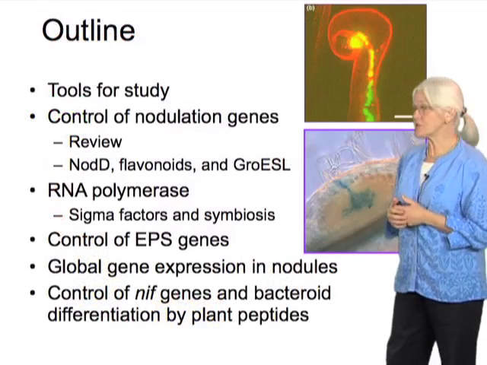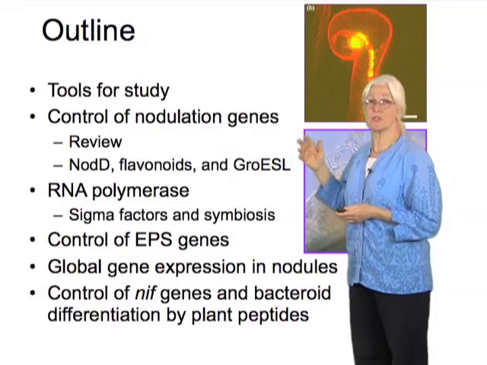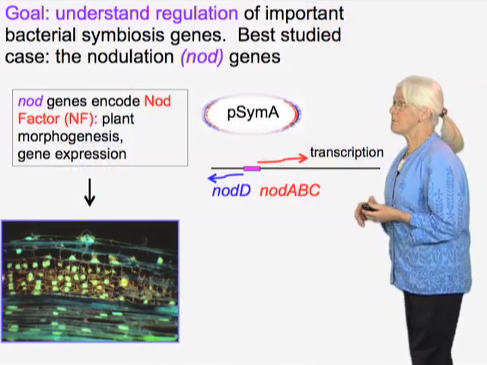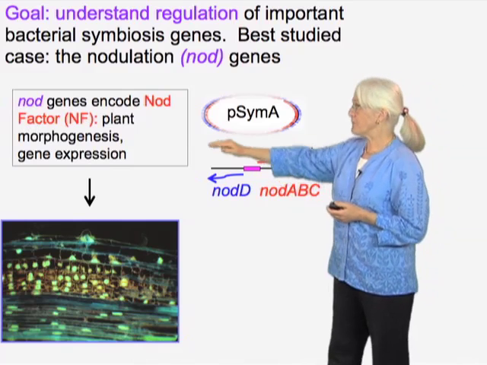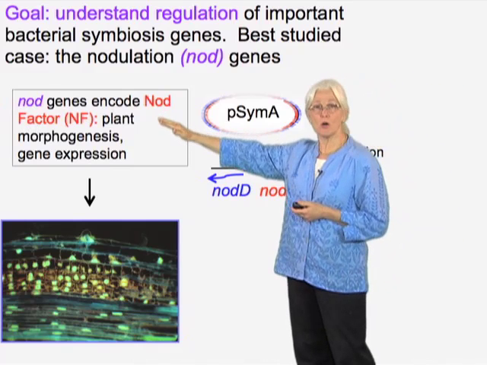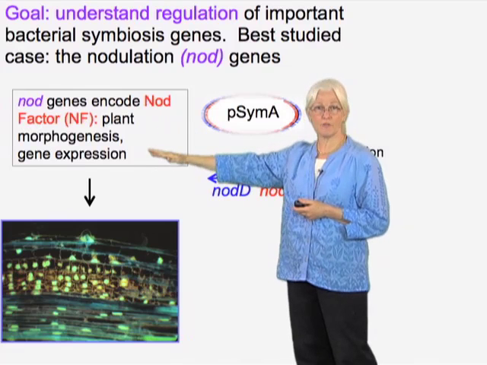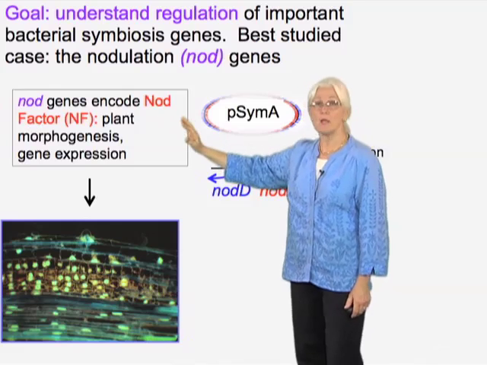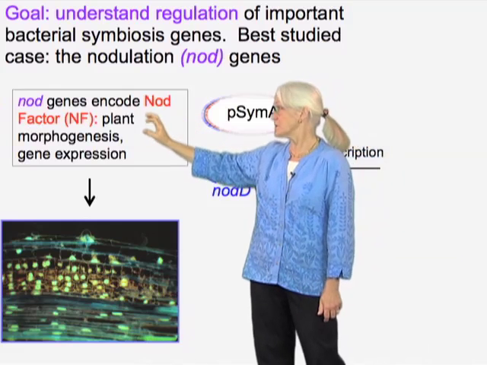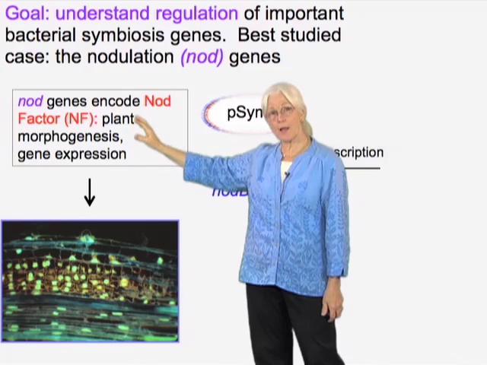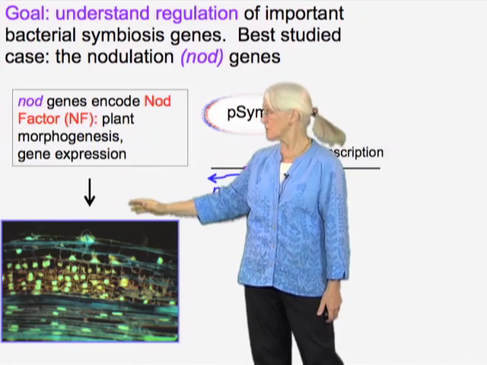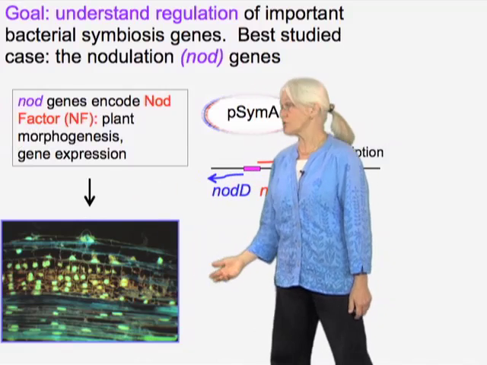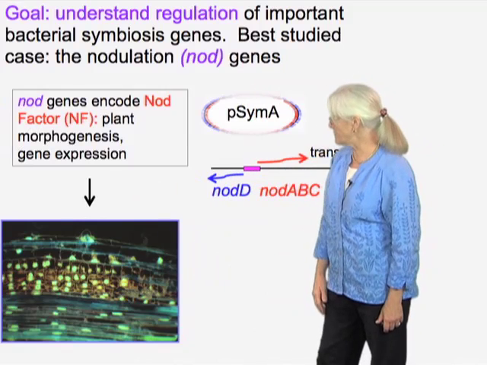So, having introduced those tools, now I'd like to tell you about the control of the nodulation genes. Just a little bit of review. Nodulation genes here are the genes that encode enzymes that synthesize nod factor. I talked about nod factor, and I'll show you a cartoon in a moment. It is the substance created by the bacteria. That's a molecular signal that causes the plant to form the nodule, and it also causes transcription and a number of other events in the plant.